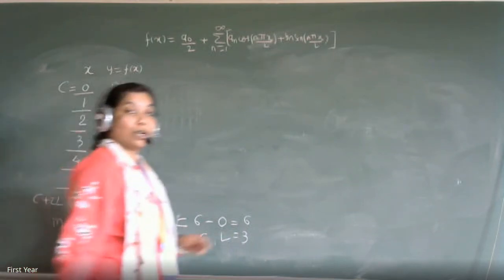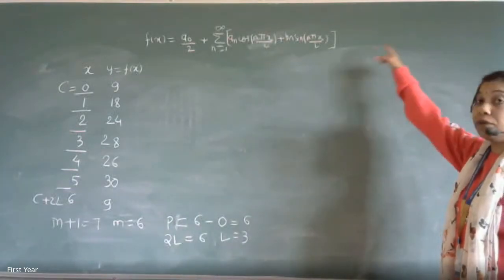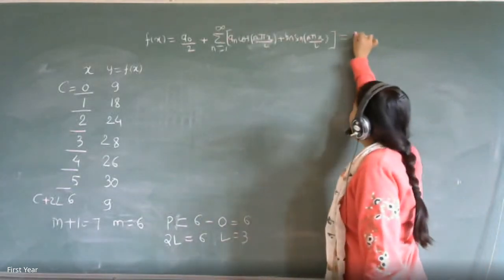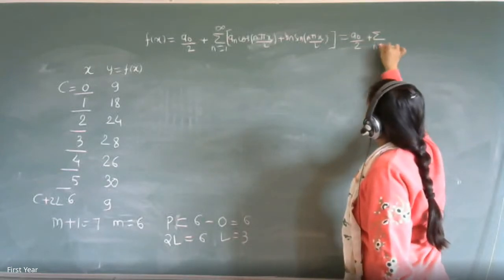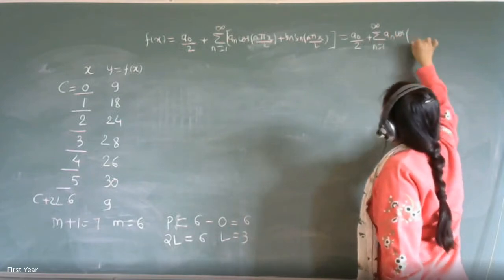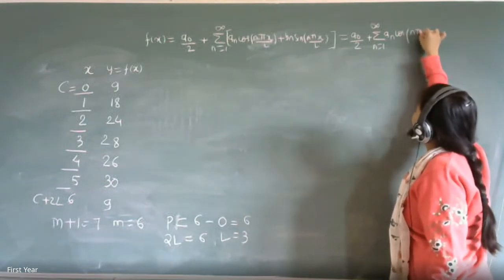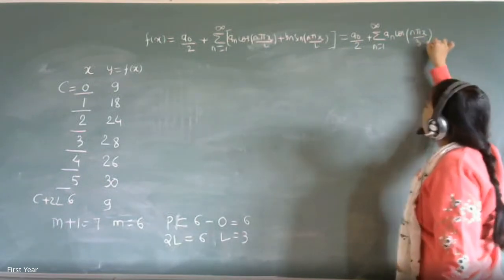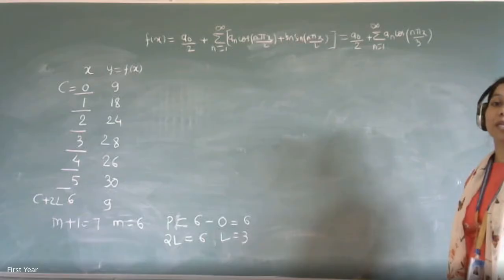So what will your Fourier series become now? Always in harmonic analysis, simplify the Fourier series first. So what will it be? a0 by 2 plus summation n from 1 to infinity a_n cos(n pi x by n). What is n? So it is n pi x by 3. Is this clear? Yes, ma'am. Clear everyone?